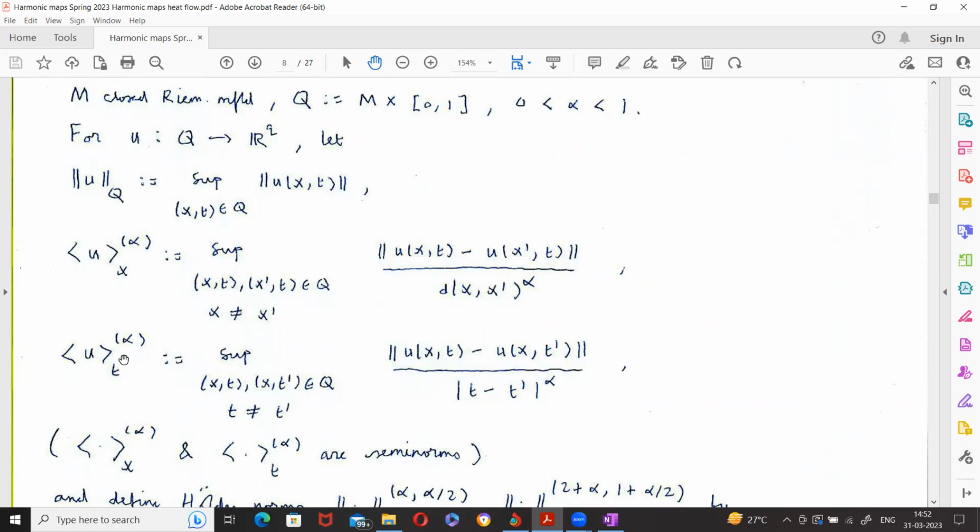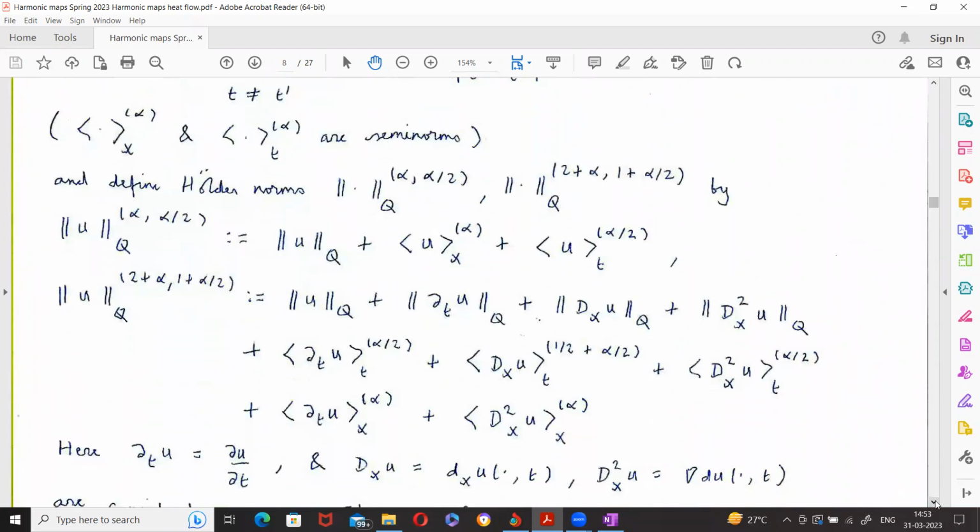Similarly, we can define a partial Holder semi-norm in the time variable. So then we're going to take (x,t) and (x,t'), where t is not equal to t'. And then you look at the sup of the norm of u(x,t) minus u(x,t') divided by |t minus t'| to the power alpha. Is this clear? All right. Yes, sir. Okay.